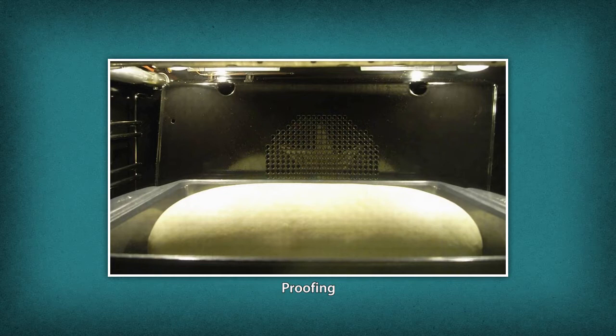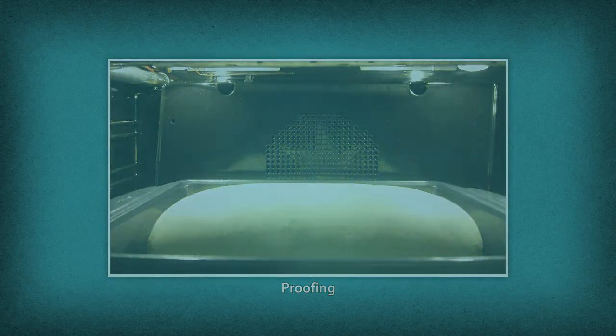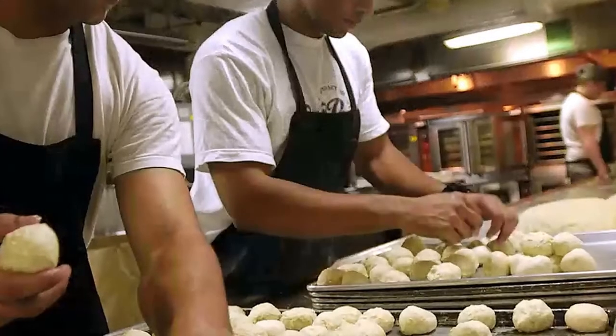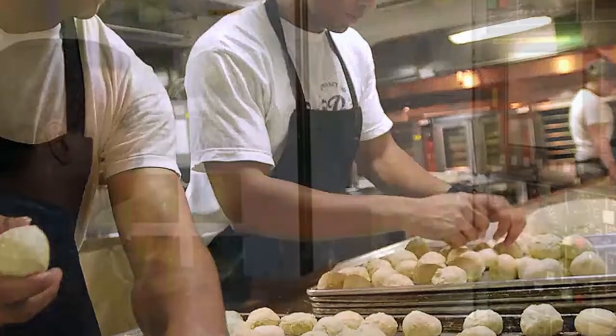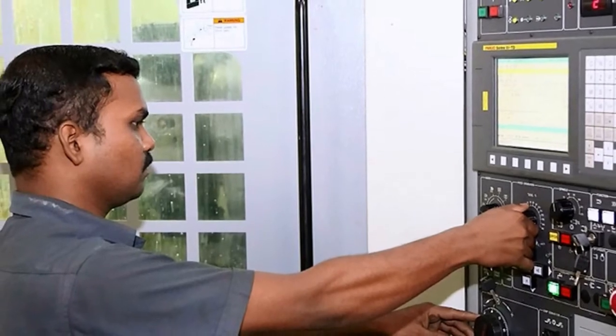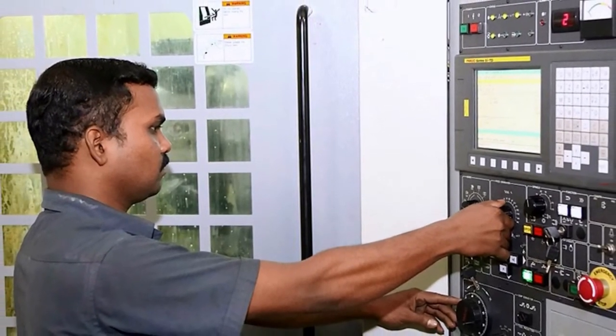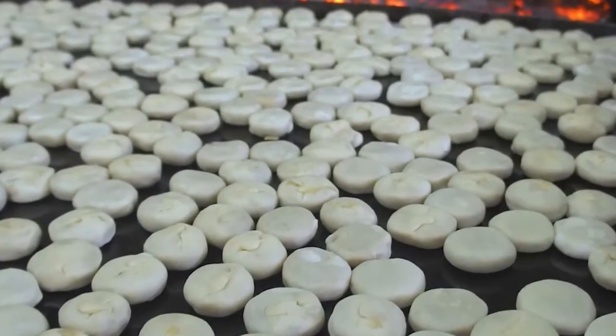Let us now take a look at the various stages involved in an oven baking process. Preheat the oven. Load the pans. Set baking temperature and time for baking as per process batch. Continuous. Start baking.